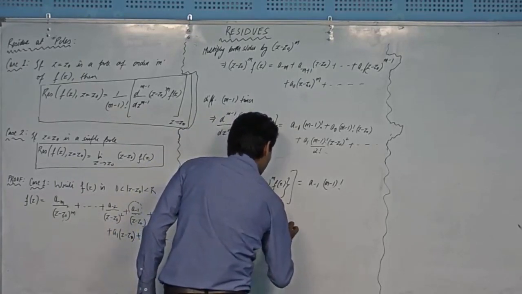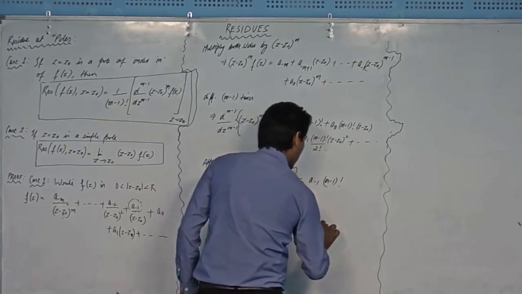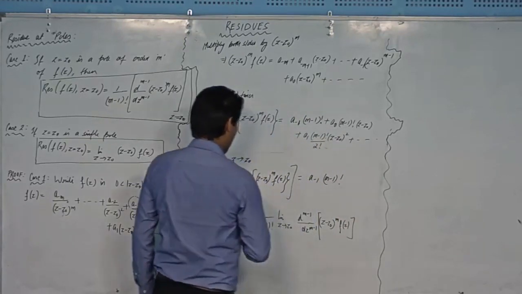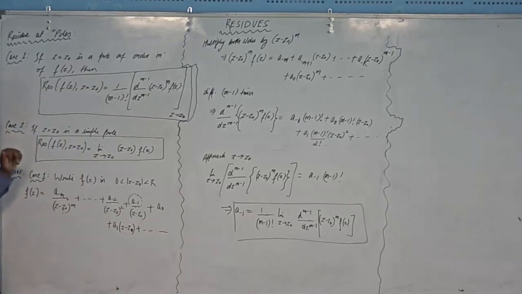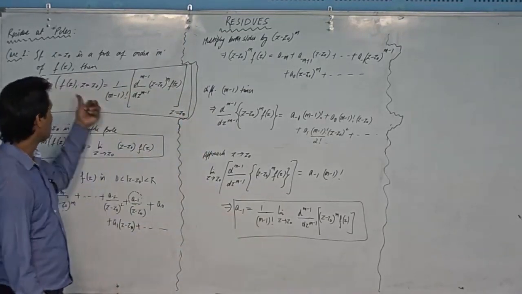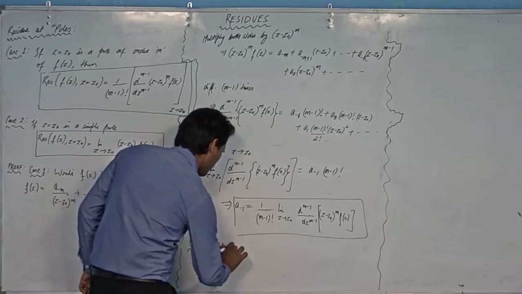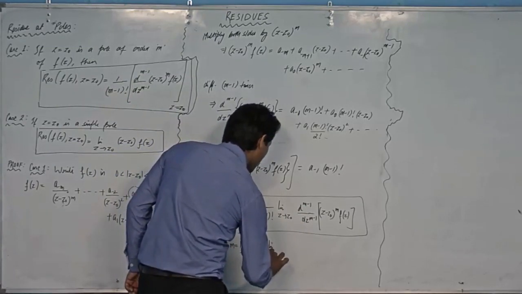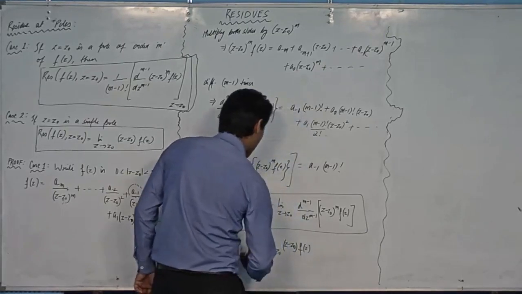So that will give you a_{-1} equal to 1 over (m-1)! limit z tends to z_0 d^{m-1}/dz^{m-1} of (z - z_0)^m f(z), right? So this is the formula for residue, right? And for case 2, you just put m equal to 1 here, right? Case 2, and you know that this a_{-1} is actually the residue, right? This is the same thing you wanted. Put m equal to 1 in this formula, right? So you will get a_{-1} equal to limit z tends to z_0 of (z - z_0) f(z), right?